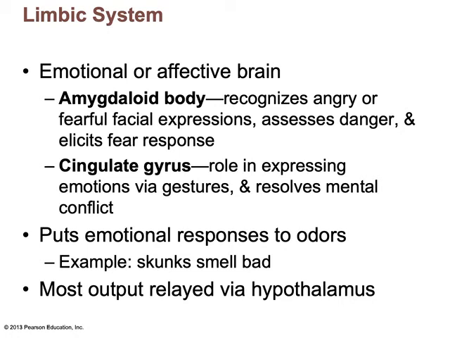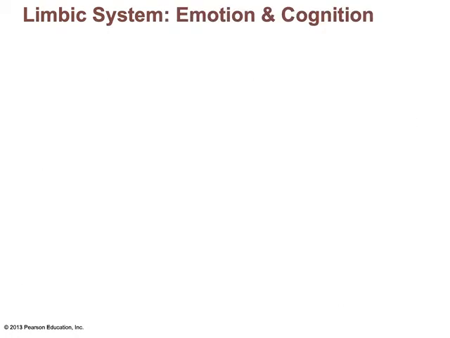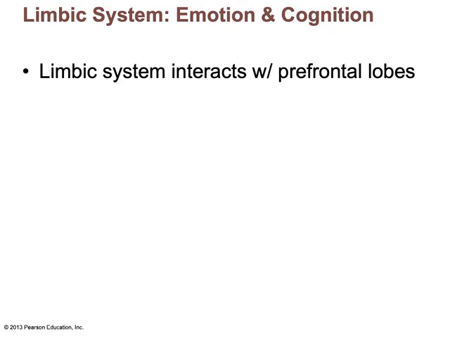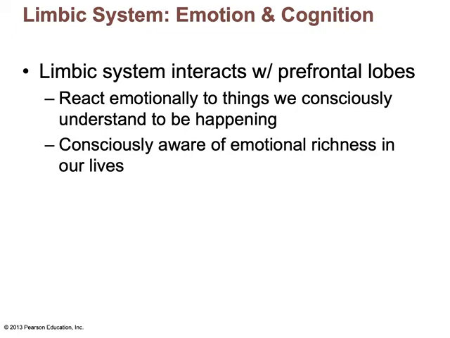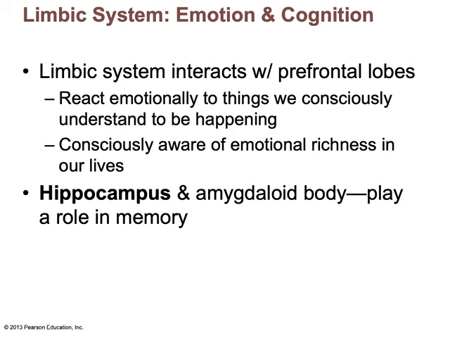Most of this output goes through the hypothalamus, a region of the brain under the thalamus and above the pituitary gland. The limbic system also interacts with the prefrontal lobes so that we can react emotionally to things that we consciously understand are happening to us, and it allows us an awareness of the emotional content in our lives.